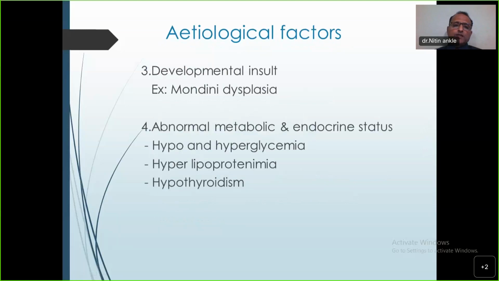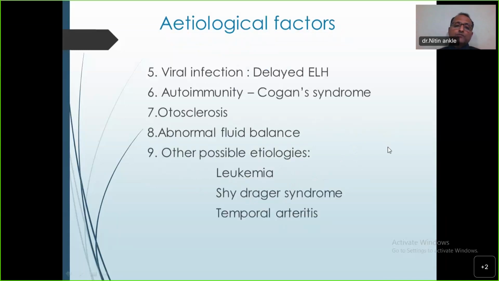Then coming to developmental insult, that is Mondini dysplasia. Other dysplasias which can cause it are Alexander dysplasia, Scheibe's dysplasia, or Michel dysplasia. Then abnormal metabolic and endocrine status like hypo- and hyperglycemia, hypolipoproteinemia, and hypothyroidism. Typically, it is many times seen in hypothyroid patients also. So it is mandatory that when you are investigating a patient of Meniere's disease or suspected Meniere's disease, the patient has to undergo a battery of tests to rule out hypothyroidism, and even check blood sugar levels and lipoproteins also.